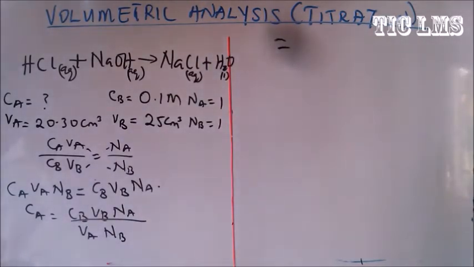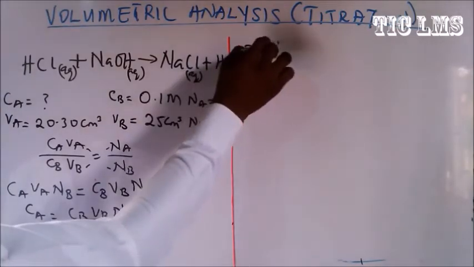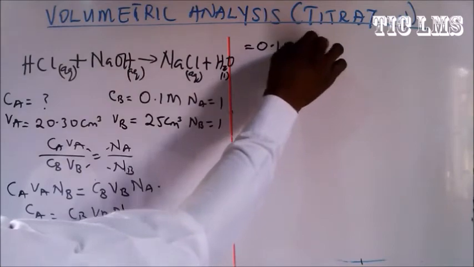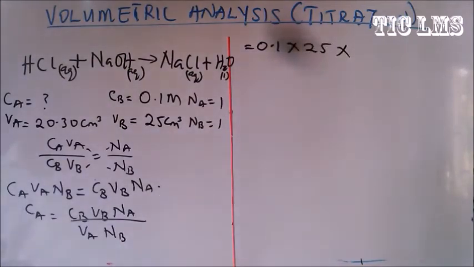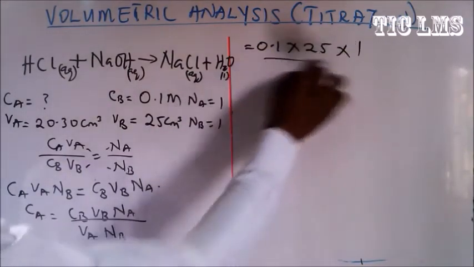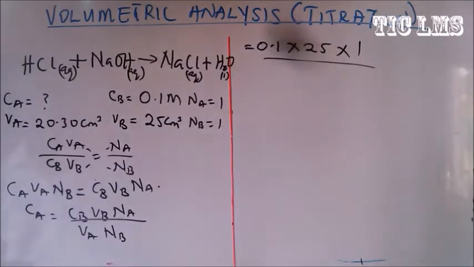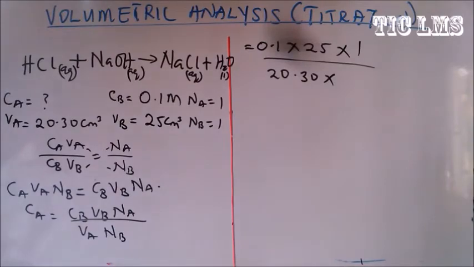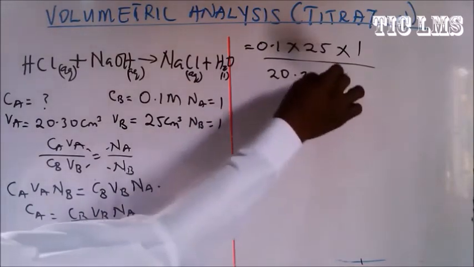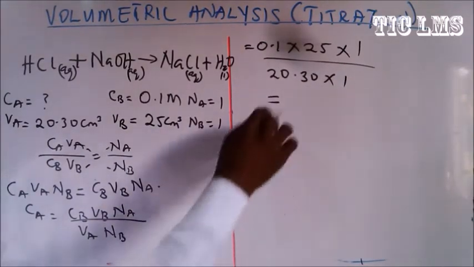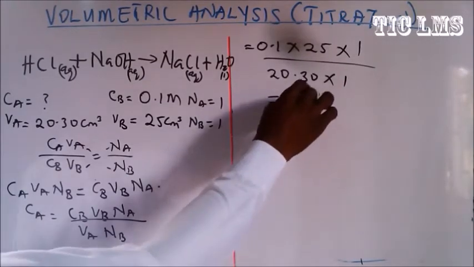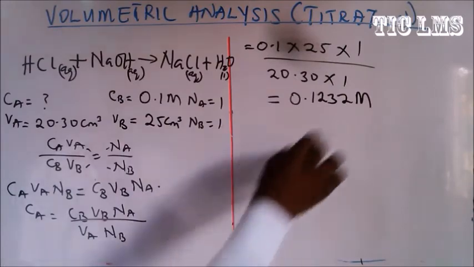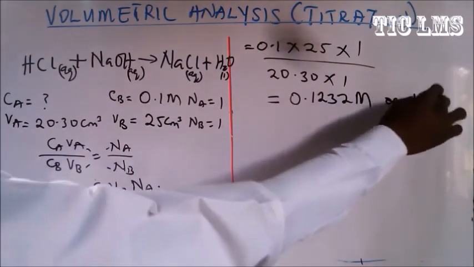So we have the concentration of base, which is 0.1, the volume of base, which is 25, and the number of moles of acid, which is 1, over the volume of acid, which is 20.30, and the number of moles of base, which is 1. And so this gives 0.1232 molar of hydrochloric acid.